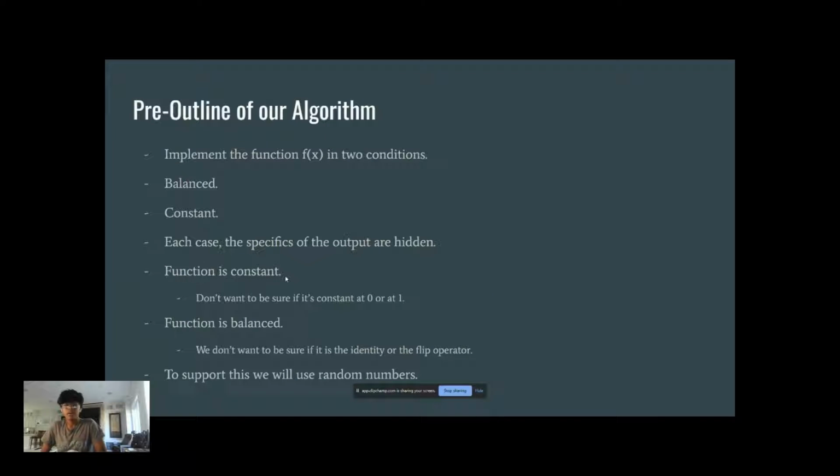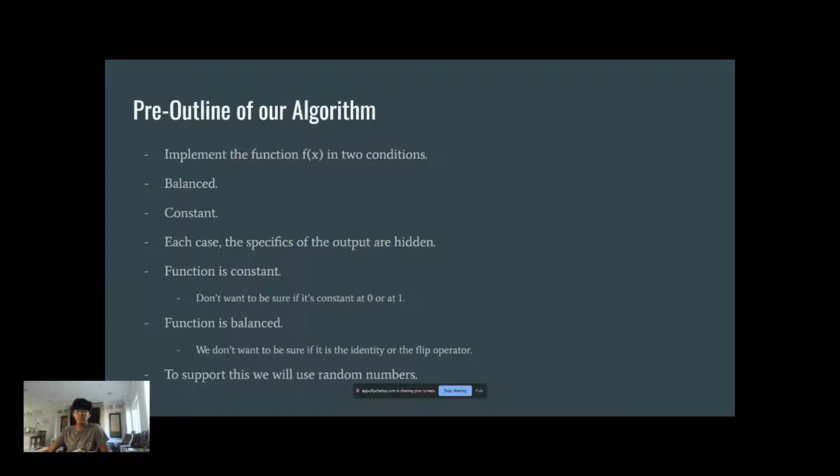Now, in our pre-outline of our algorithm, we would need to also implement the function f of x to be either balanced or constant. For each of these cases, we would need to make sure that the specifics of the output are hidden from us. For example, if the function is constant, we don't want to be sure if it is constant at 0 or at 1. And if it's balanced, we don't want to be sure if it is the identity or the flip operator. We will use random numbers to help with this, right?